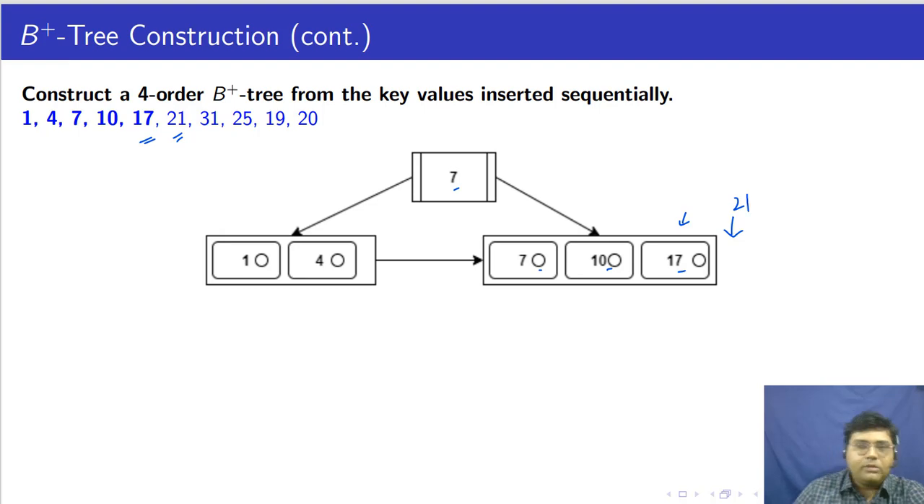But the problem is that 3 is the maximum number of keys I can have. So I need to split. Where it will split, the left side must have 2 keys, right? Because it's p by 2, and p is 4. So I have to split it from here.